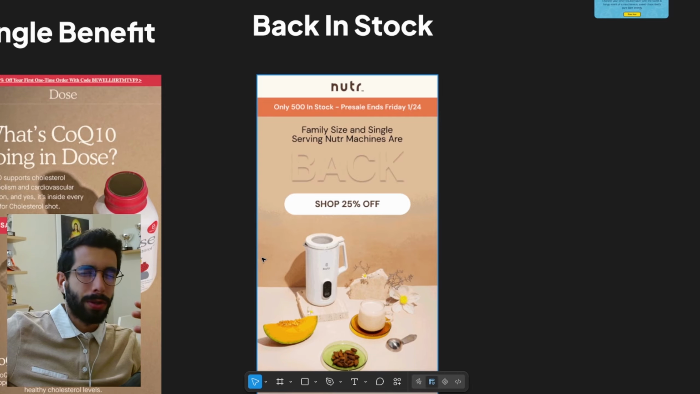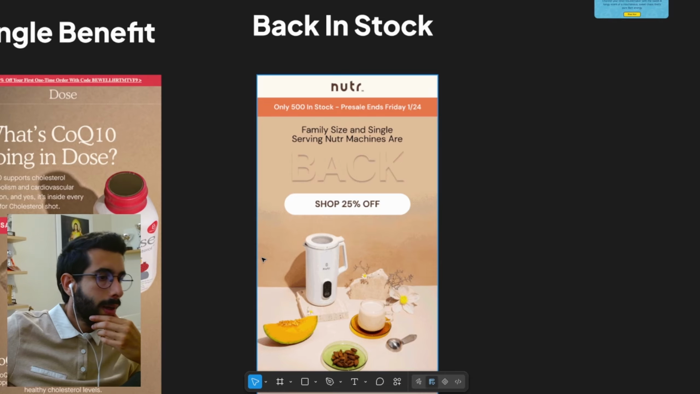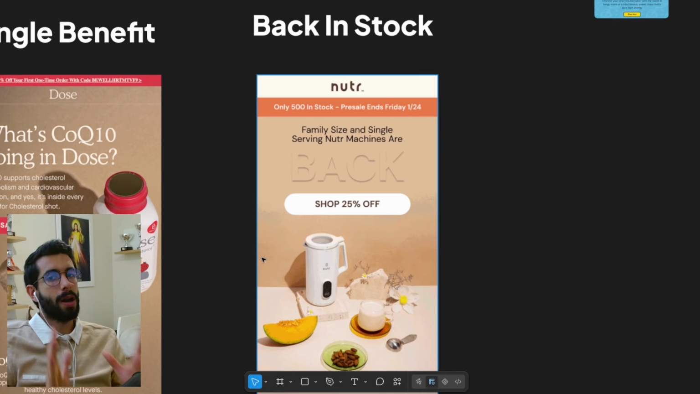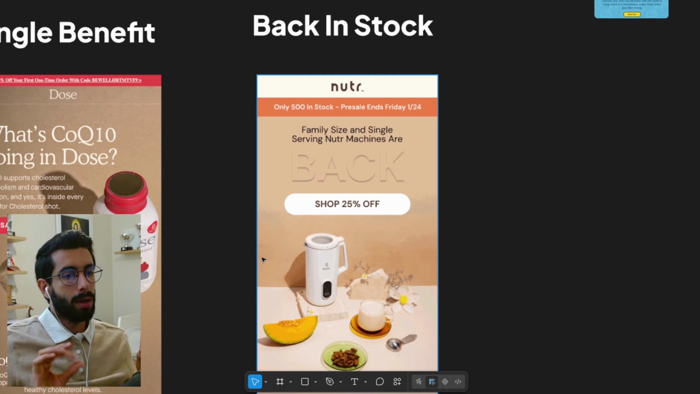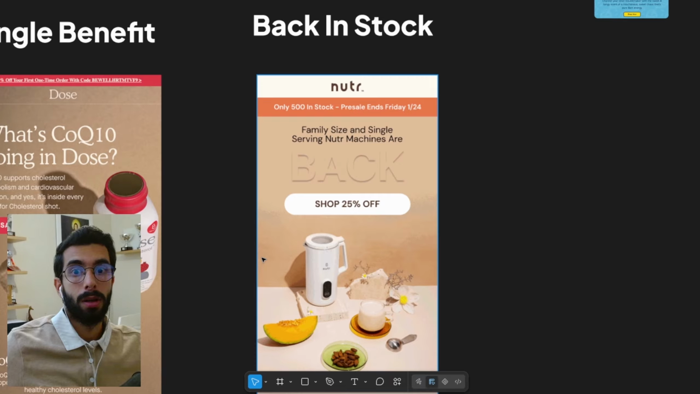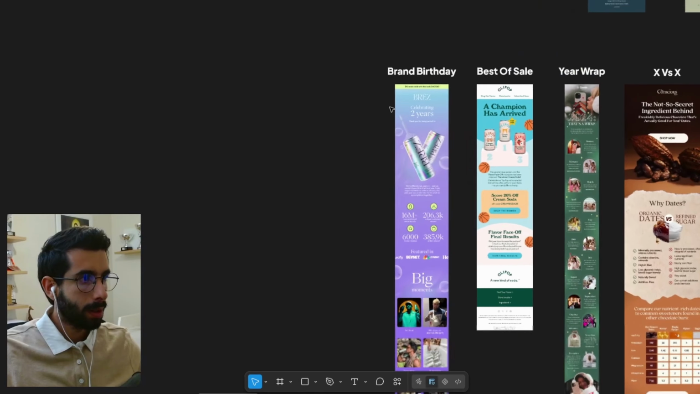This is more about strategy. This was just an example. It wasn't perfect, but you get the point, right? And if you have a good strategy, back in stock is very, very powerful. When you do it the right way, man, you can make so much money, okay? It's so powerful. All right, let's go to the next one.